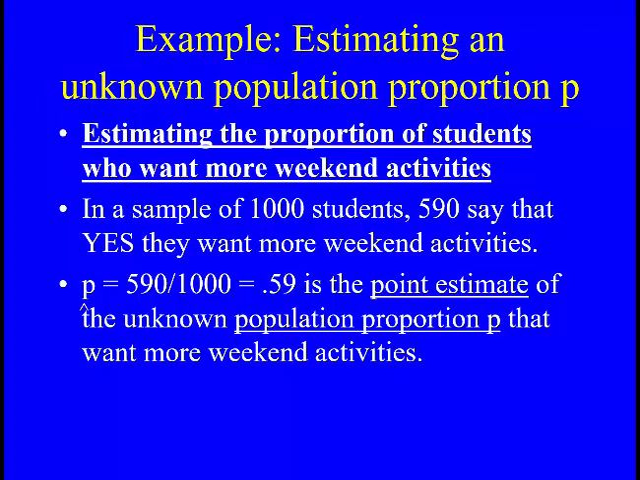Let's stick with that example: estimating the proportion of students who want more weekend activities. In a sample of 1,000 students, 590 say yes, they want more weekend activities. Little typo here, but p hat is equal to 590 divided by 1,000, which is 0.59. This is the point estimate of the unknown population proportion p that want more weekend activities. But now here's the thing. Does exactly 59% of students want weekend activities, or is this just the value we get from talking to 1,000 students? I don't think the real value is exactly 0.59.